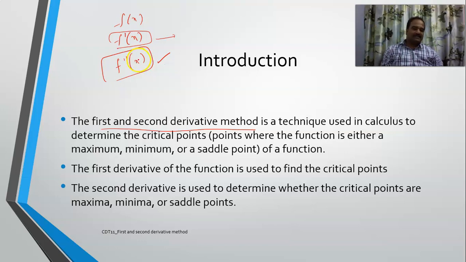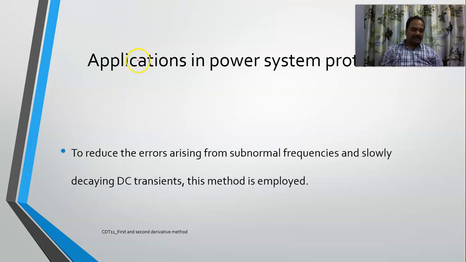But here in power systems, we will use a similar type of method to determine the peak value of a signal. When compared to the previous sample and first derivative method, this method reduces the errors which arise from subnormal frequencies, which generally are not eliminated in low pass filters.